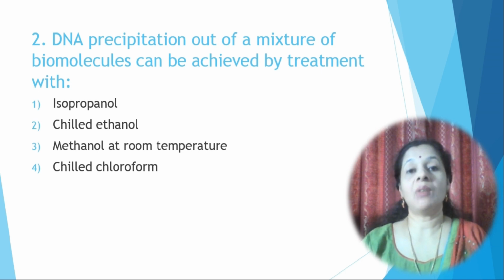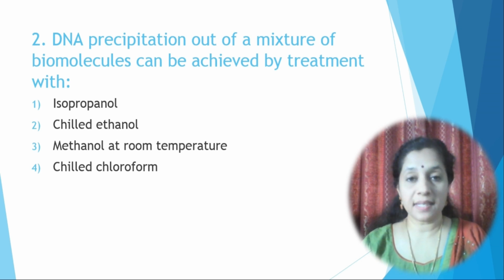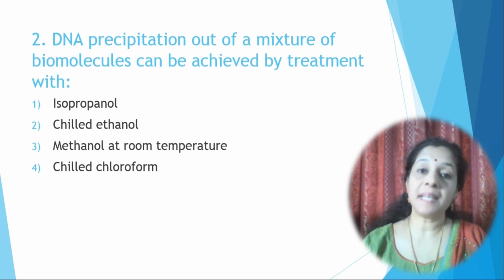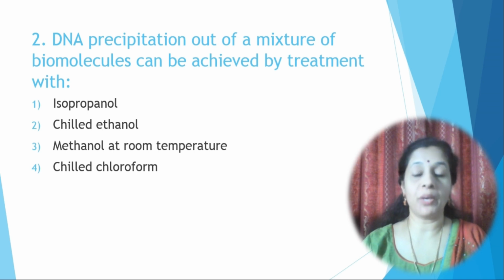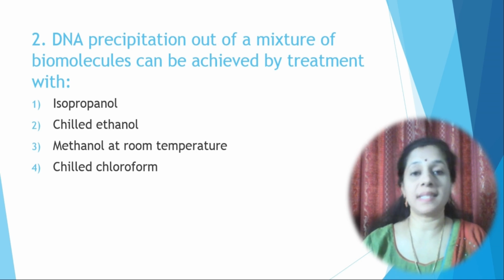DNA precipitation out of a mixture of biomolecules can be achieved by treatment with. This is from DNA isolation. We know first we have to use certain enzymes to digest the cell wall depending upon the organism. If it is plants, we use cellulase, bacteria, lysozyme, fungus, chitinase. Then we add proteases, lipases and RNAse to digest other components. So finally, to precipitate it out, we have to use chilled ethanol. So option 2 is correct here.